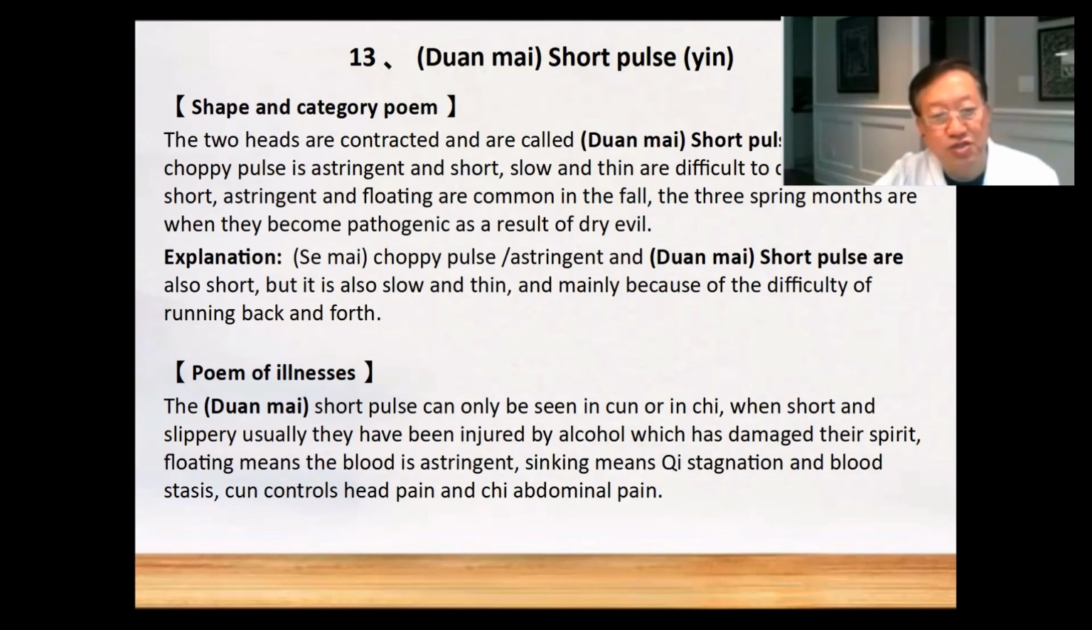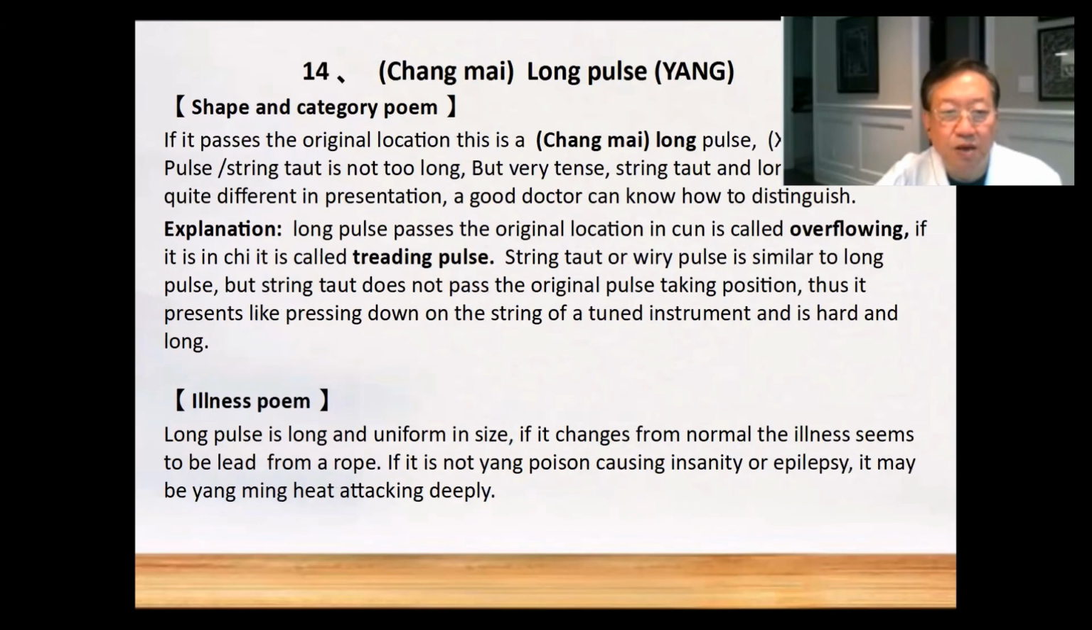Explanation. Semai, or choppy pulse, and Duanmai, or short pulse, are also short, but it is also slow and thin, mainly because of the difficulty of running back and forth. Poem of illnesses. The Duanmai can only be seen in Duan or in Chur. When short and slippery, usually they have been injured by alcohol, which has damaged their spirit. Floating means the blood is astringent. Sinking means qi stagnation and blood stasis. Duan controls head pain and Chur abdominal pain.